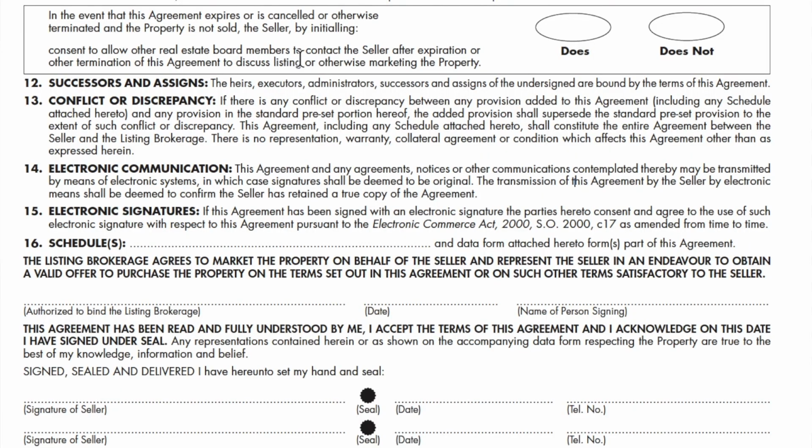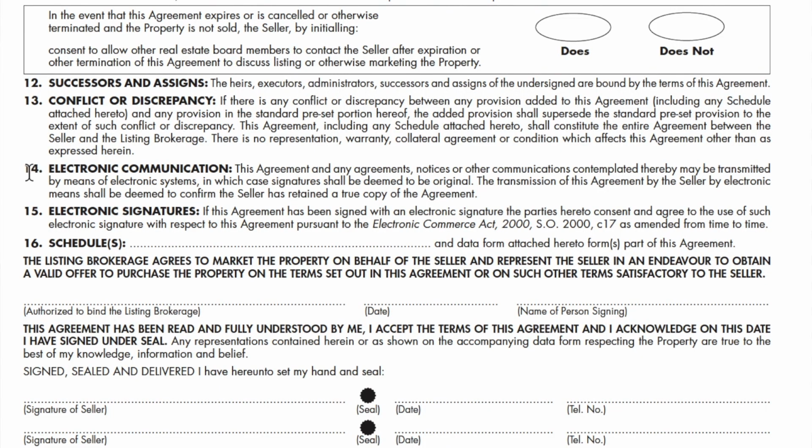Number 13, conflict or discrepancy. Standard clause here, if there is a schedule attached to this document, the provision written on the schedule that conflicts with these pre-printed clauses will always supersede them. We'll do 14 electronic communication and 15 electronic signatures together.